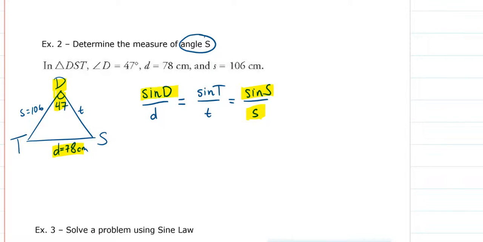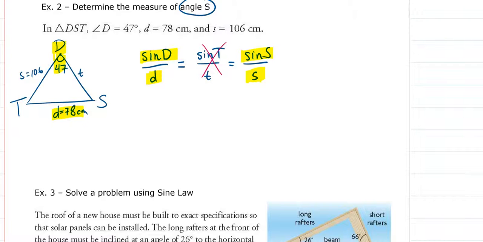So I have the values for angle D and side D, so I'm going to use that one there. Now I don't know anything about angle T or lowercase t, so I cannot use that part. So what I will say here is the sine of, so I'm looking for sine of angle S, so the sine of angle S divided by the length of its opposite side, 106, is equal to the sine of angle D, which is 47, divided by the length of its opposite side, 78.